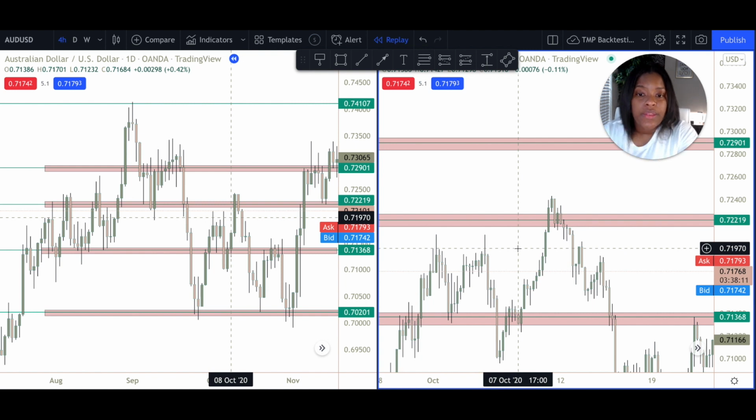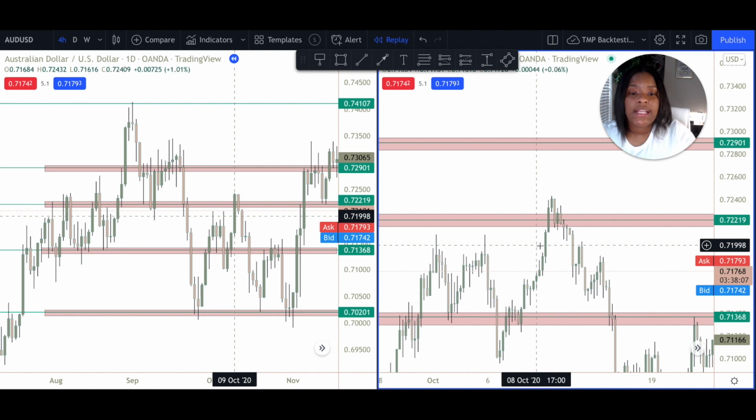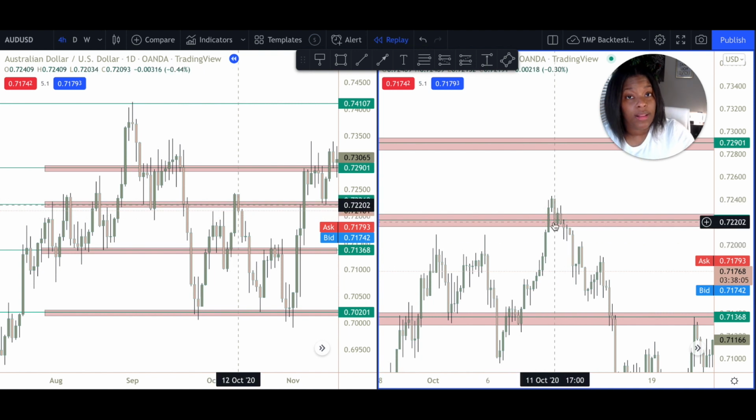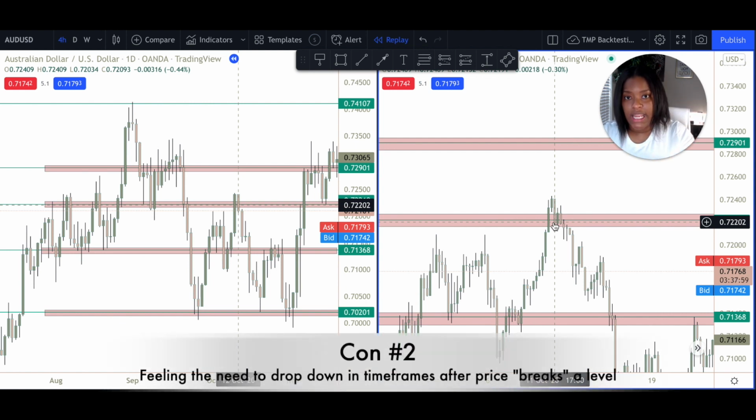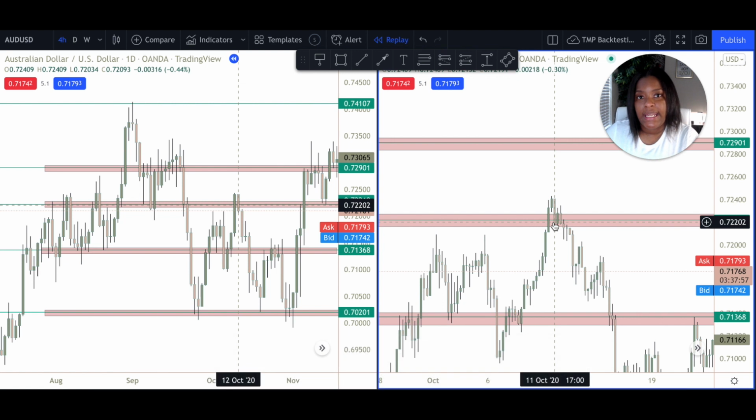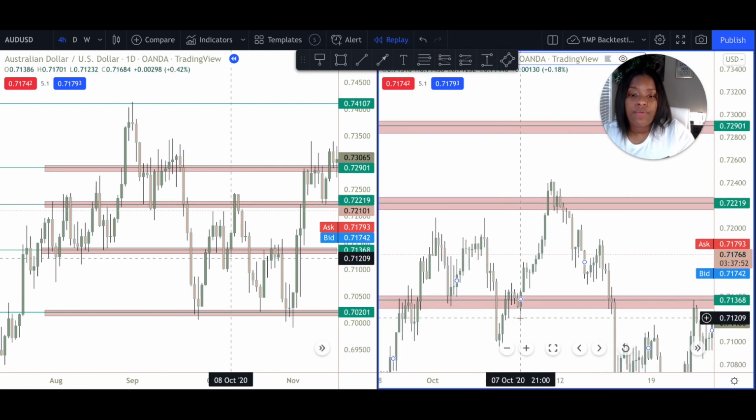I think another con with support and resistance is every time price breaks a level, I'm going to use the standard terms now, breaks a level, this is automatically when you want to drop down to find the quickest entry. And I think you make more trading mistakes this way, thinking that just because it broke a level, you're supposed to be buying. Now you're supposed to be selling. You want to enter in immediately. And without that trend portion that I just talked about, you're going to be on the wrong side of the market more often than not.